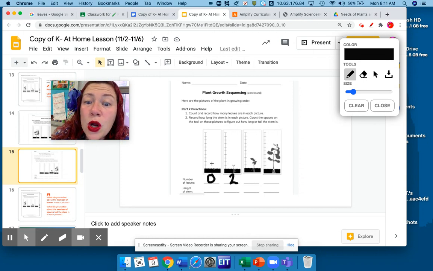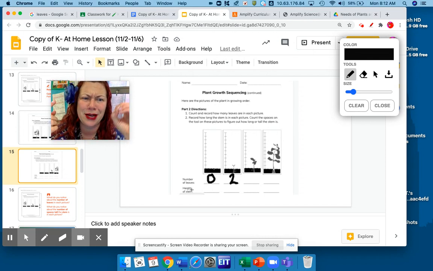So the way that we're going to count the height is by counting the lines on the side of the plant picture. It says, record how long the stem is in each picture. Count the spaces on the tool on these pictures to figure out how long or tall the stem is. Well, we have our little seed picture, and there's no stem. So the height of the stem, is it 1? Is it 2? Is it 0? That's right. It's 0 because there's no stem.